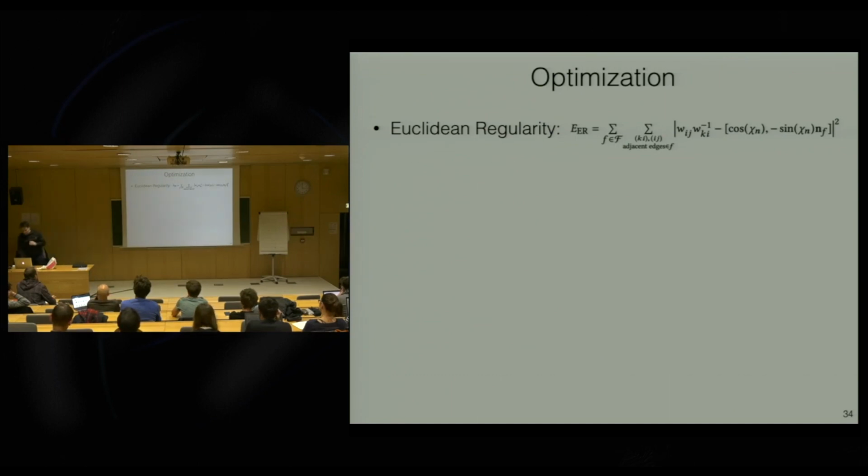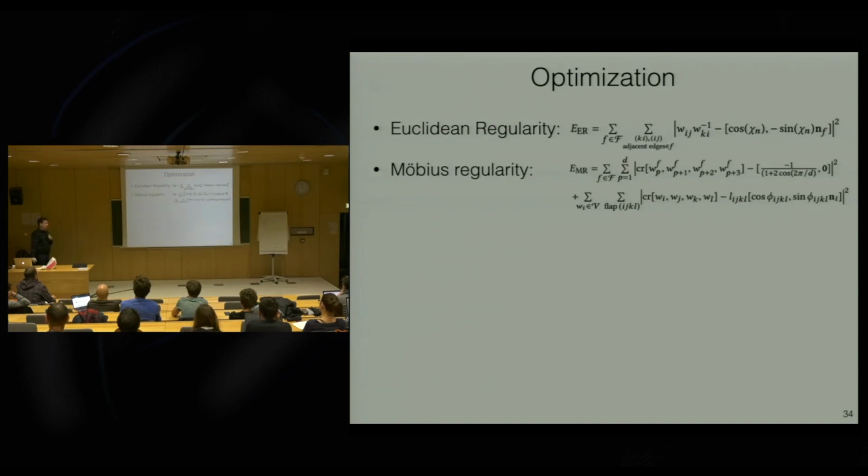If I want Möbius regularity, I need to do the same with the cross ratio. So I'm saying I want all the cross ratios around a one ring to be the same. Or if the one ring is mixed, then not the same, but something that depends only on the degree, which is constant. Okay, that's my definition of perfect. So that's on every face, and that's on every one ring.